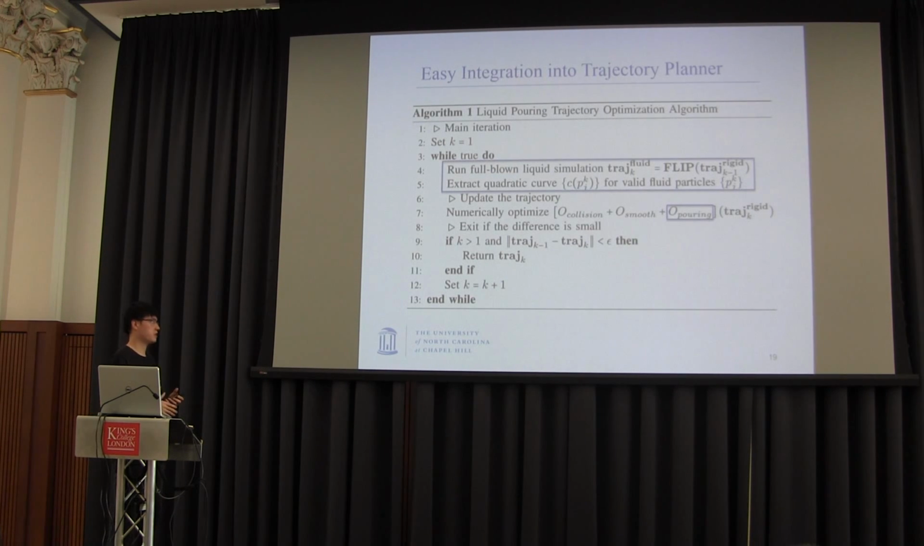So one advantage of our method is that it's very easy to be integrated into an existing optimization-based motion planner. Our current framework is based on the pipeline of CHOMP. So this is the outline of this CHOMP framework, and to modify it to account for liquid pouring, we just add these blue blocks. So before each iteration, we perform an accurate fluid simulation, and we fit the projected curve to each particle streamline, we generate valid particles. And then we do a numerical optimization, but we add this pouring objective.